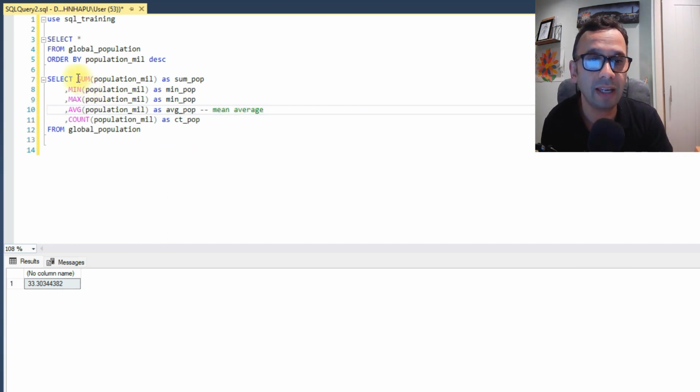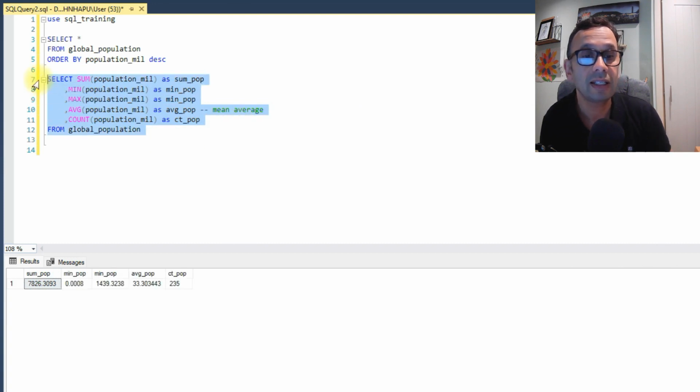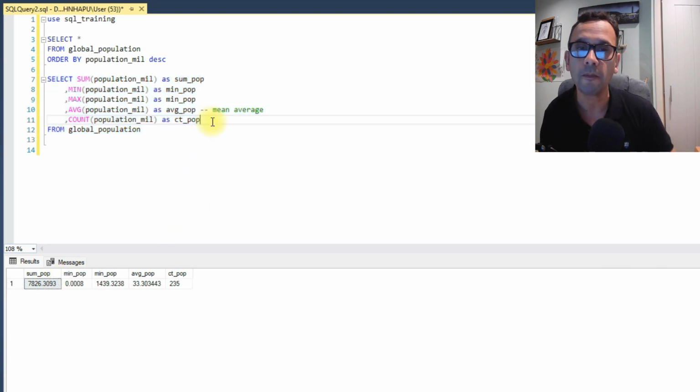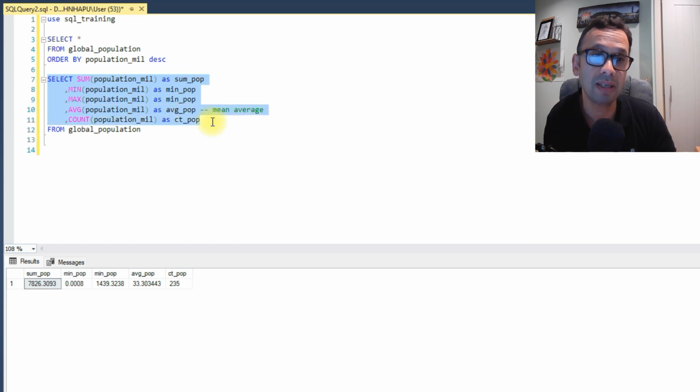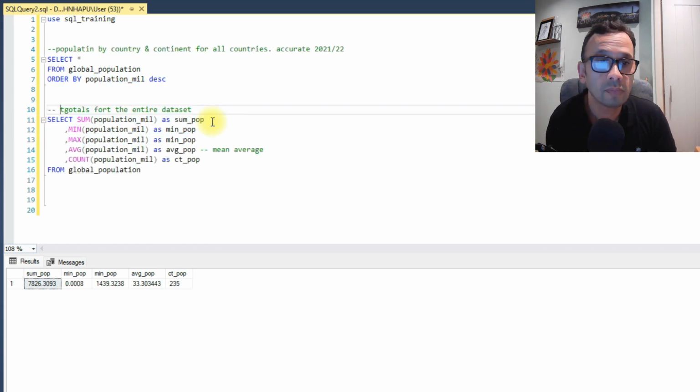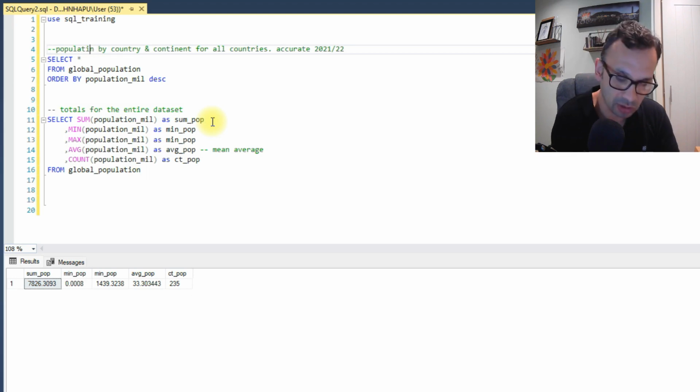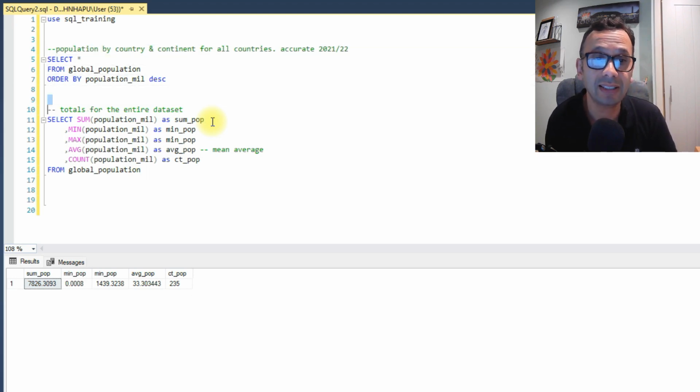So those 5 there are your 5 key aggregation functions. Now there are others. There are some really mathematical ones, like standard deviation is the one that springs to mind, and lots of others that I've never used in 20 years of working with SQL. So those 5 are the only ones I think I've ever used: sum, min, max, average and count. I've just thrown a couple of comments in there. So that's population by country and continent, and then totals for the entire data set.